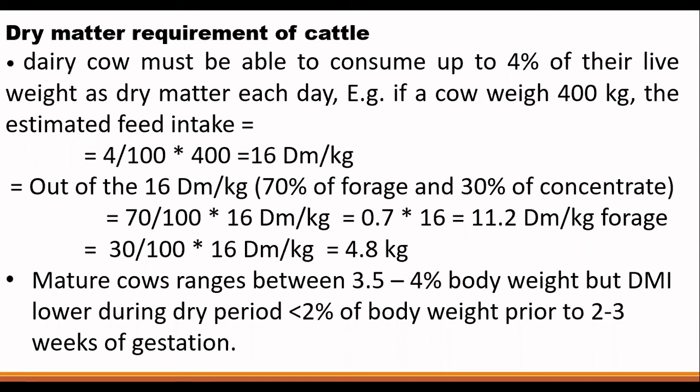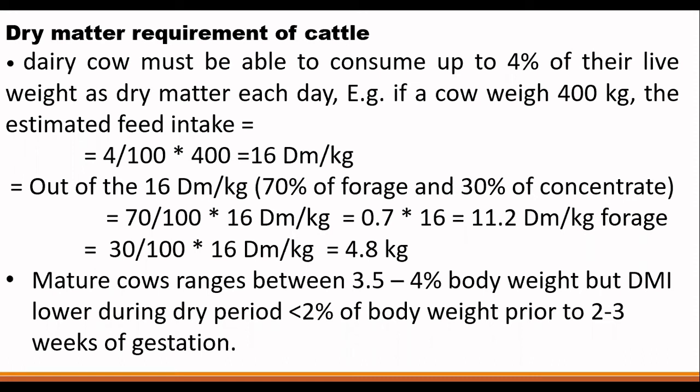of the body weight, period to 2 to 3 weeks of gestation. That means they require 4% of their body weight. But during the dry period, sorry, it's not hot season, the dry period, when the milk is not being produced. When they are preparing for another lactating period, that's the dry period. So you will reduce the quantity of the dry matter intake to 2% of their body weight.